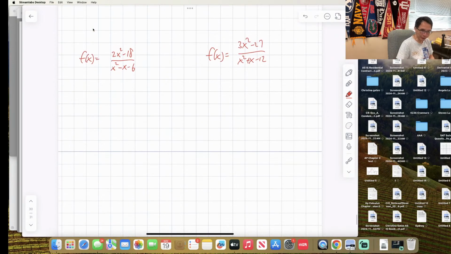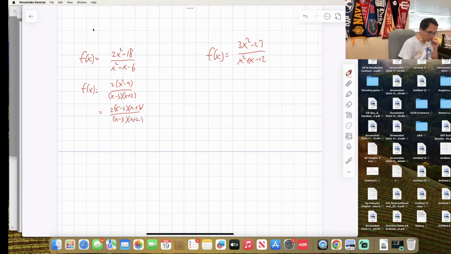So I'm going to factor this. Now you have to be able to factor on the test. So that's going to be 2 times x squared minus 9 over x minus 3 and x plus 2. And that's equal to 2 times x minus 3, x plus 3 over x minus 3 over x plus 2.